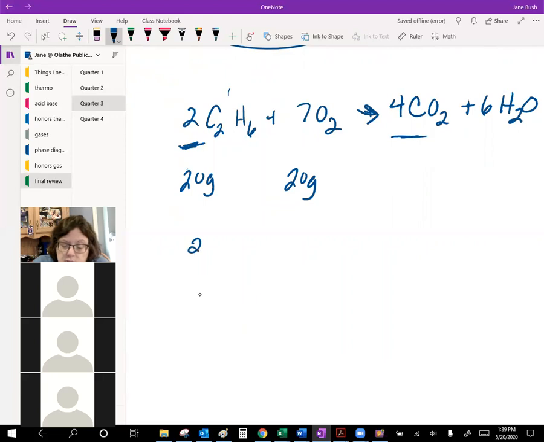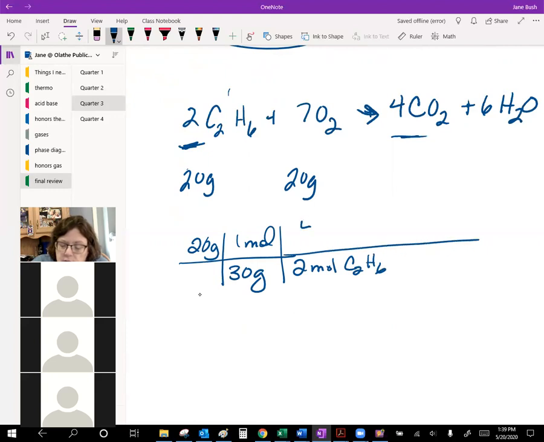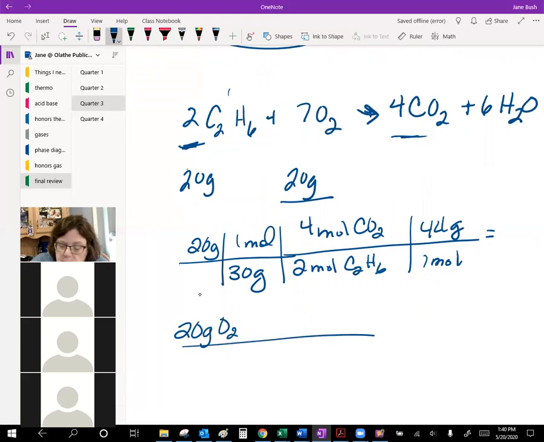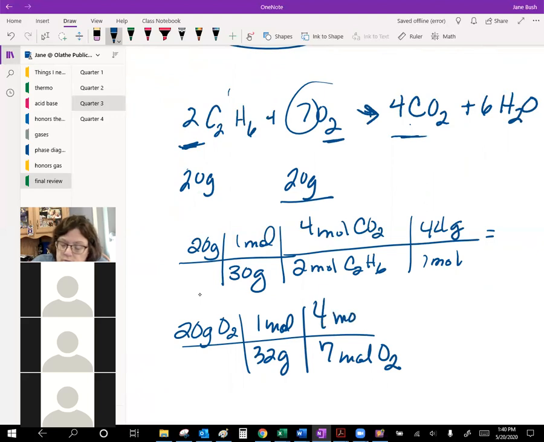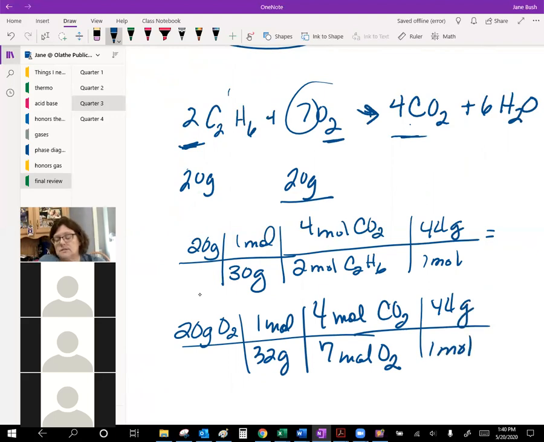So I start with the ethane, 20 grams. I said the molar mass of that guy was 30 grams in 1 mole. There's 2 moles in the equation for every 4 moles of carbon dioxide, 44 grams in 1 mole. Then I'm going to do the same thing with this. Instead of 20 grams of oxygen, what's the molar mass of oxygen? Here's another place that people miss things, because everybody knows 16 is oxygen, but this is O2, so you've got to do 32 grams in 1 mole. The ratio here is 7 to 4, 7 moles of O2 to 4 moles of CO2. We're still doing carbon dioxide though, so it's still 44 grams per mole.